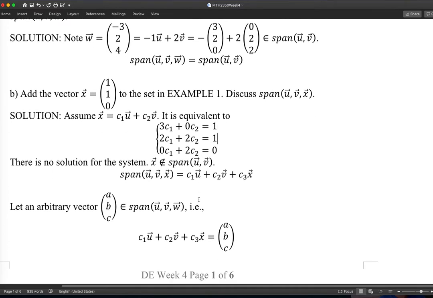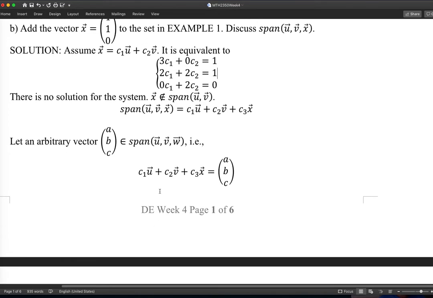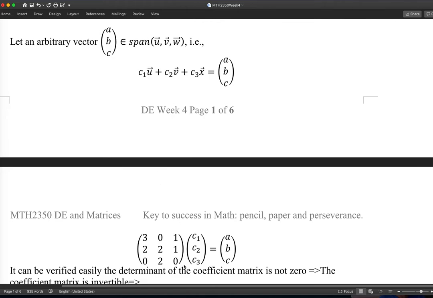So the next part is just to identify what the span would look like, because I know the span is a three-dimensional vector space. So I'm saying for any vector in the span, it can be written as a linear combination of u, v, x, right? And also consider this is really not an arbitrary vector in the span. It could have been an arbitrary vector in the three-dimensional space. Indeed, I think I do have this in the typing part here.